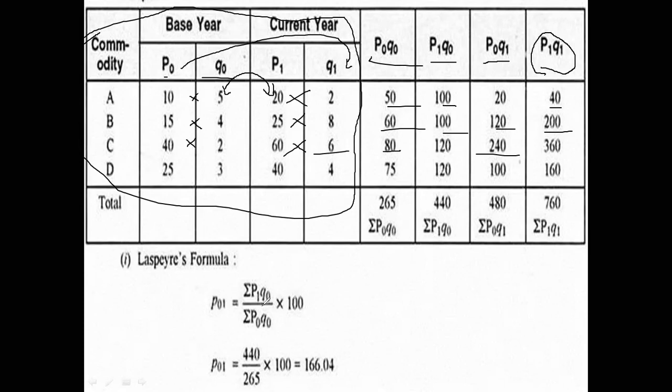Laspeyres' formula is sigma P1 Q0 upon sigma P0 Q0 into 100. Sigma P1 Q0, this value we need to take, and for P0 Q0, the first one which we have calculated, that value we need to take in this method. So the value is 166.04. According to this method, there is an increase in the prices, or index numbers, of the current year compared to the base year by 66.04%. I hope it is quite clear.